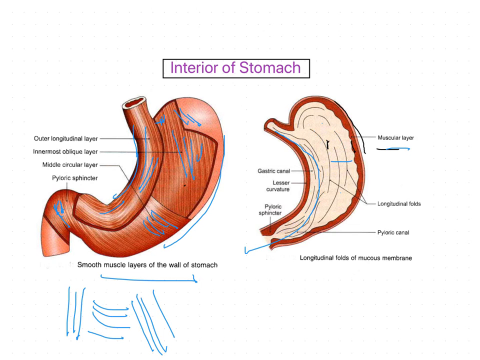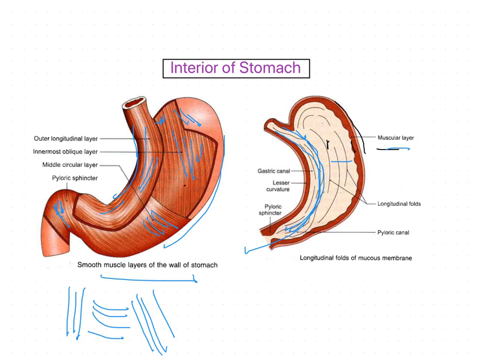So where is the gastric canal present? By the side of the lesser curvature. Okay, this longitudinal mucosal coat forms a canal-like structure, isn't it? So how this formation of the canal occurs: the contraction of these oblique fibers, which are attached to the lesser curvature and greater curvature, causes the formation of the gastric canal for the passage of fluid.